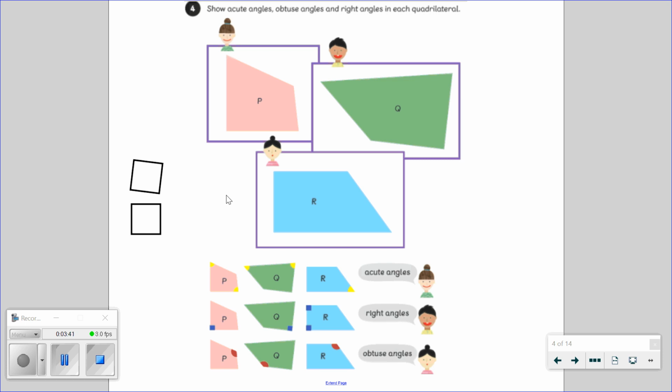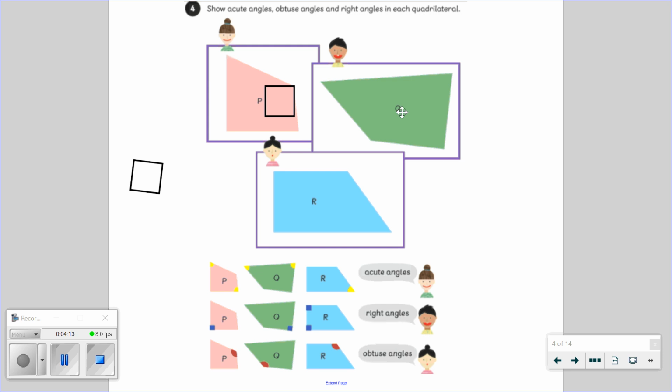Let's look at Emma's shape. I think we can see straight away that she has a right angle. And if I move my square up, we can see that this angle is definitely smaller than a right angle, so it's acute. And if I move my square here, we can see that this angle is bigger, so it's obtuse. So she has managed to include the three angles.